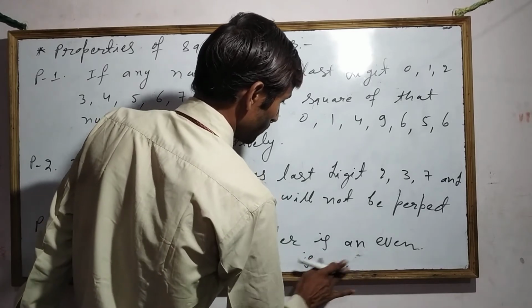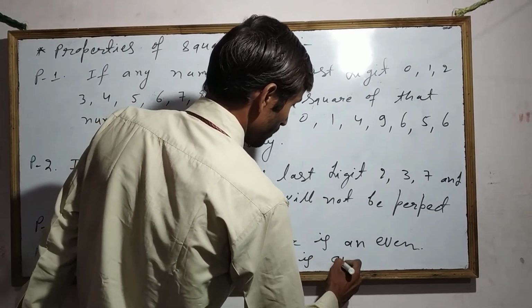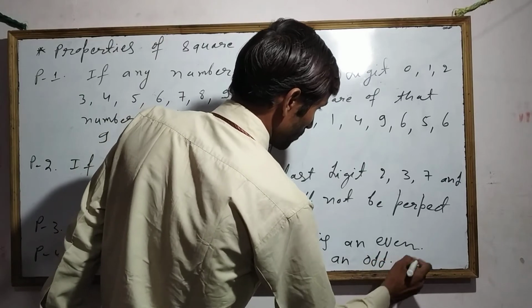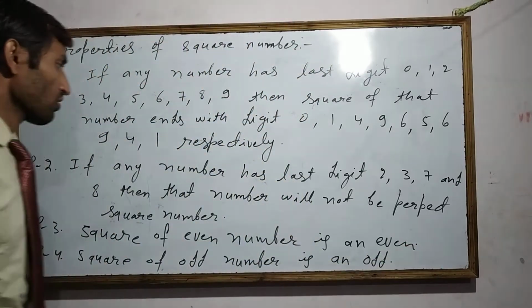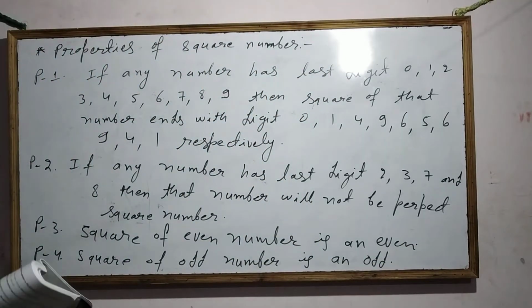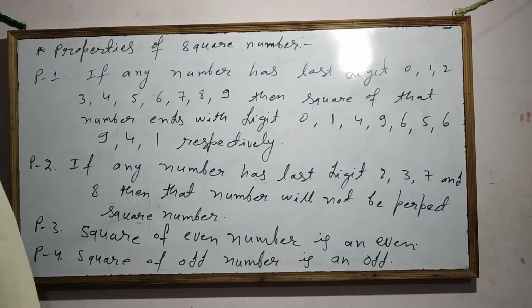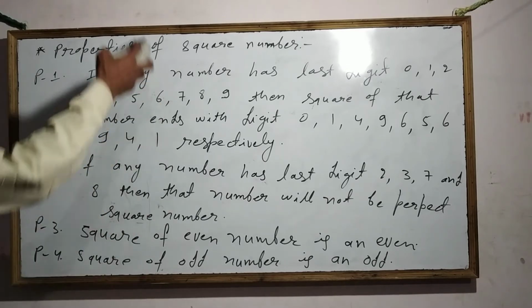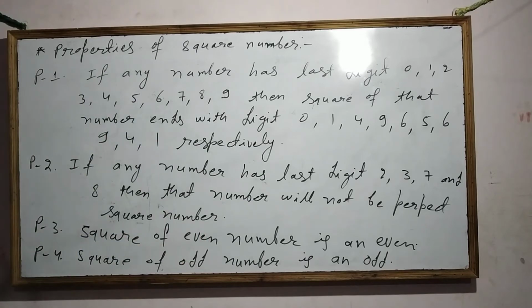Square of an odd number is an odd number. Okay, so next one. Like that, we have to use this property, because sometimes a question is given where you have to use this type of property. Some more properties are there, so I will explain them through the documents.